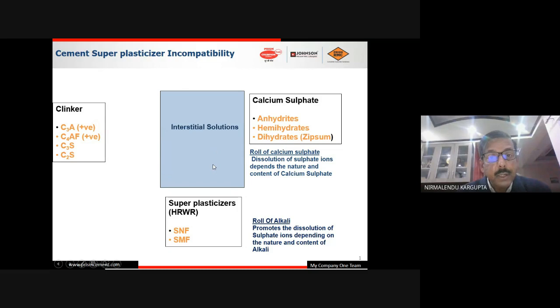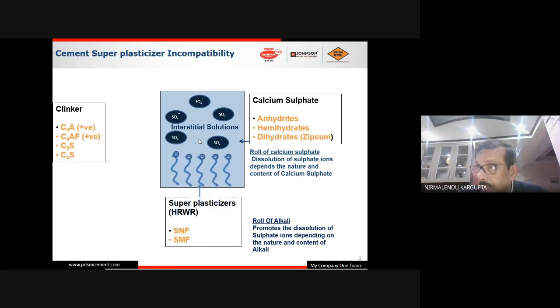Now what has happened? You know that it is an interstitial solution where the pore fluids are coming. Now see, when cement is just in contact with water, immediately what happens? Immediately some sulfate from the gypsum is released. From calcium sulfate, see, your gypsum will come into the interstitial solution. What charge is it carrying? It is a negative charge. Suppose, in the next part, now I am introducing admixture.